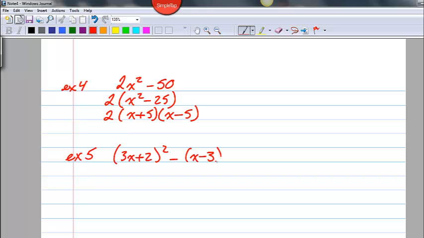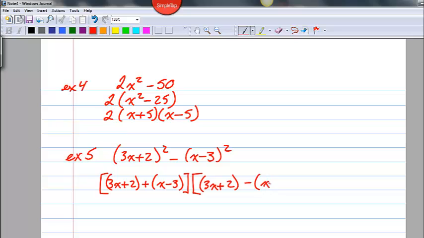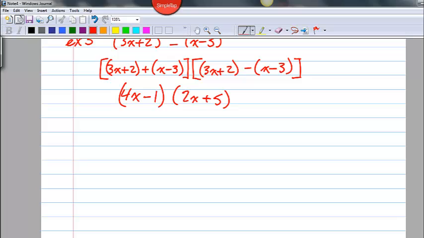This one's a bit more involved. You'll notice it's a binomial squared minus a binomial squared. Still a difference of squares, just looks a little funky. But it works the same way. The square root of 3x plus 2 all squared is 3x plus 2. So I go 3x plus 2 in brackets plus x minus 3, and then again in square brackets, 3x plus 2 in brackets minus x minus 3. When we simplify that, we get 4x minus 1 and 2x plus 5.